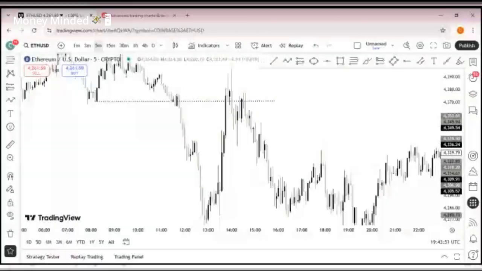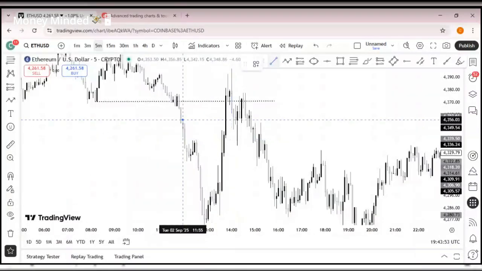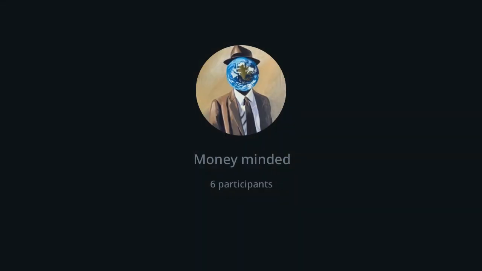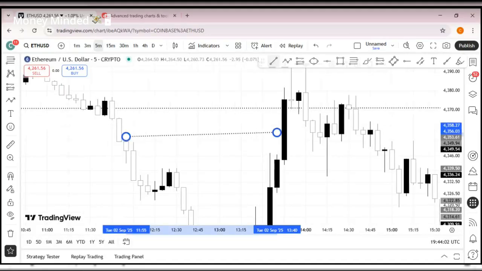You can see this is a single candle inducement. This candle here is our structure liquidity. It's a single candle structure liquidity. Let me zoom in.